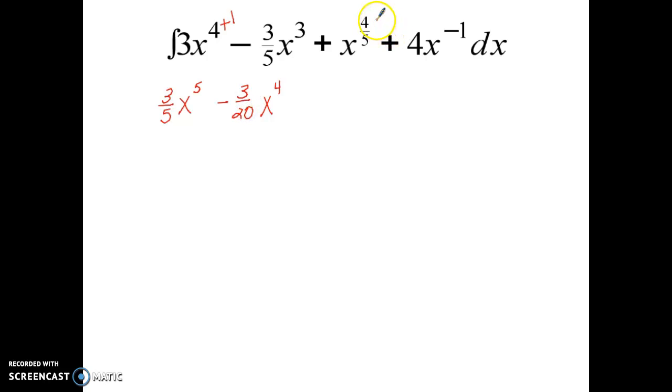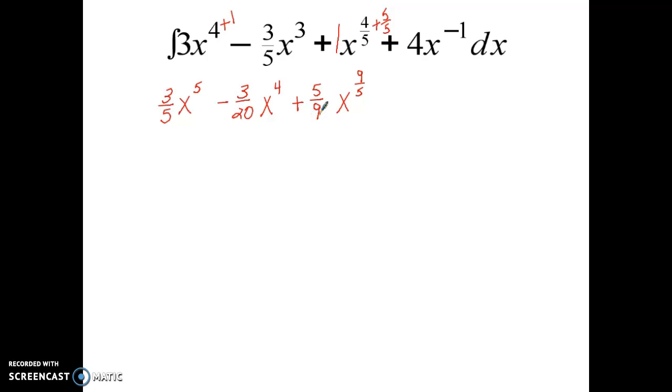My next term, I have a fraction, so in order to increase it by 1, I'm going to add 5 over 5. My new exponent would be 9/5. If I take the coefficient in front of this term, which is 1, divided by 9/5, that's the same thing as multiplying by its reciprocal, so I would have 5/9.